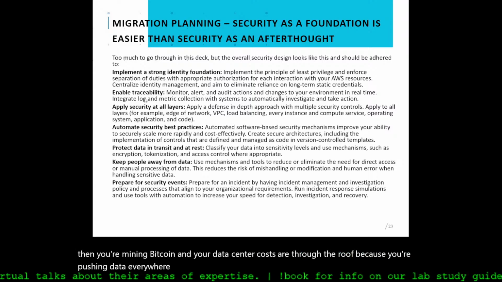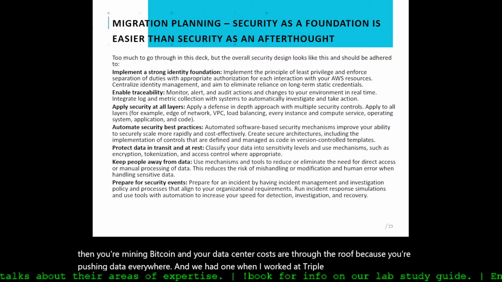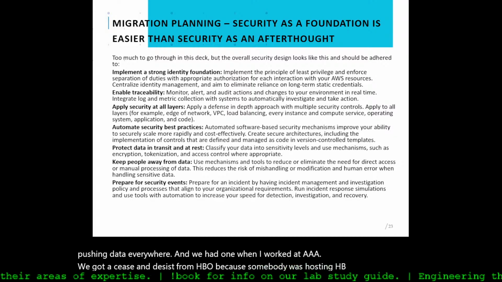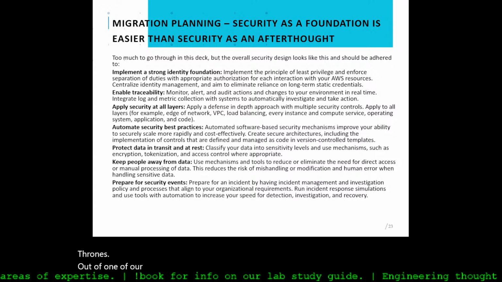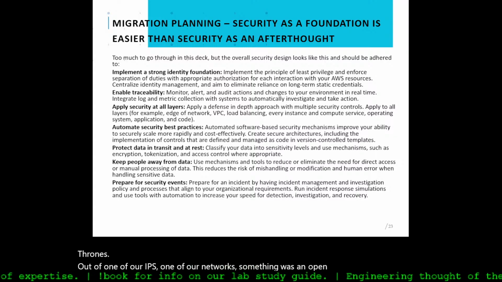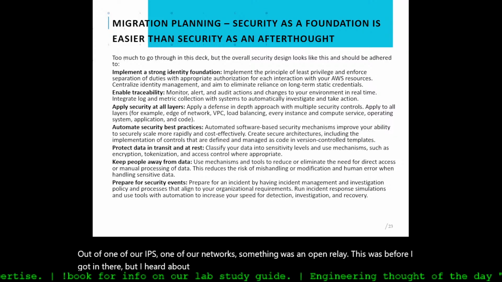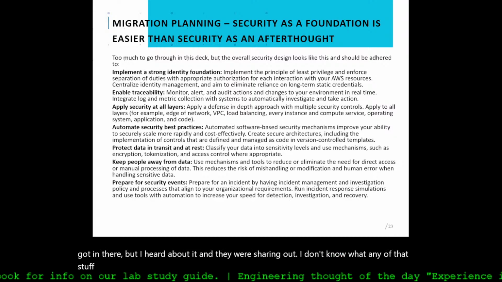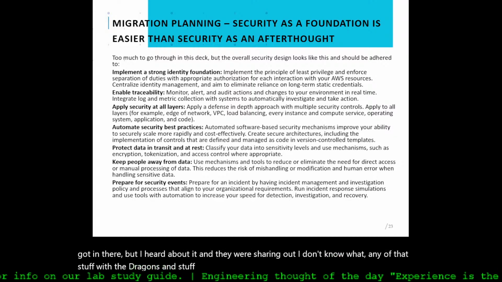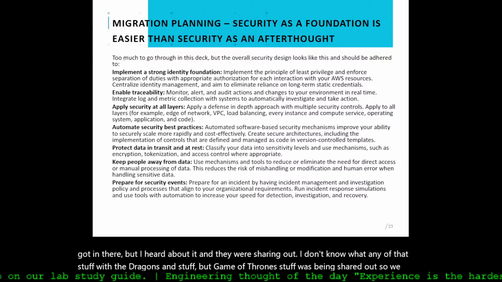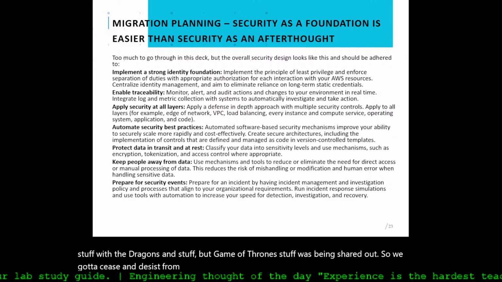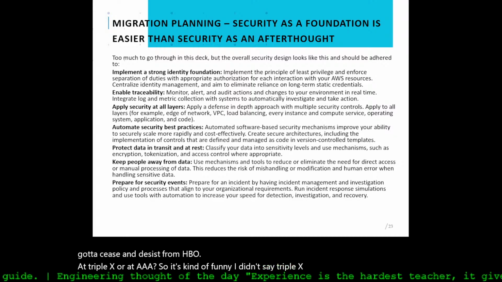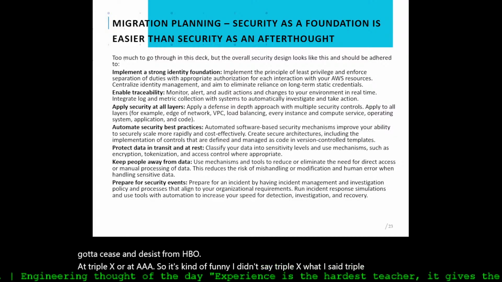And we had one when I worked at AAA. We got a cease and desist from HBO because somebody was hosting HBO's Game of Thrones out of one of our IPs, one of our networks. Something was an open relay. This was before I got in there, but I heard about it. And yeah, they were sharing it out. I don't know anything about the dragons and stuff, but Game of Thrones stuff was being shared out. So we got a cease and desist from HBO at AAA. It's kind of funny. I didn't say Triple X. What? I said AAA. Oh god, now I'm banned from streaming.